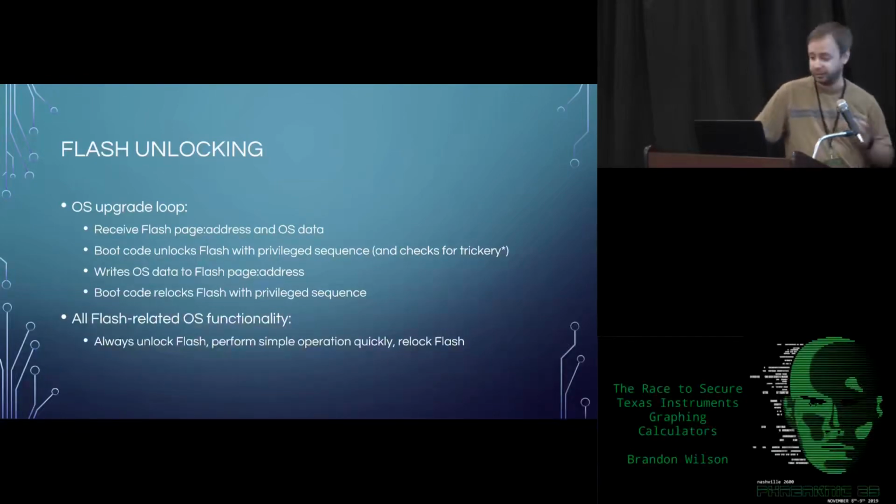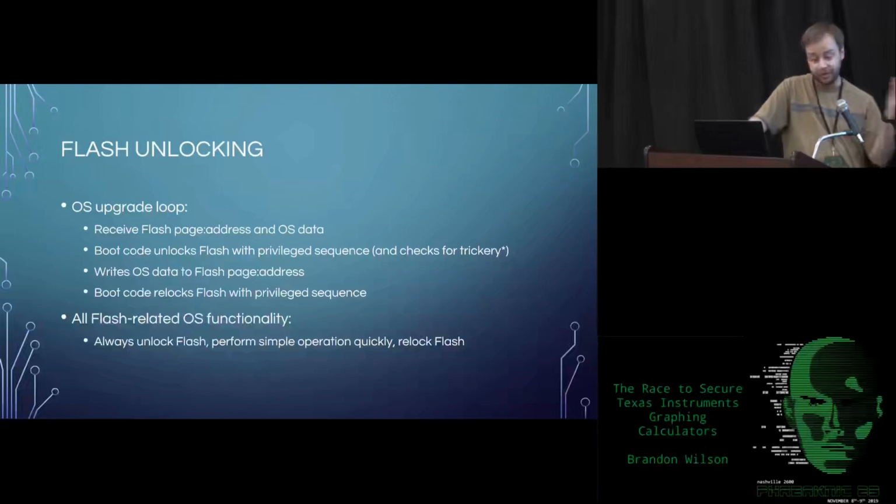Well, here's the logic for receiving and installing an OS upgrade. In a loop, the boot code will, one, receive a chunk of the OS data and where it should be written to on the flash chip. Two, unlock flash using that privilege sequence, writing a 1 to port 14. Then it checks for a whole bunch of tricks that we might use to steal control away while it's unlocked. And then three, it writes the OS data to the specified area of the flash chip.